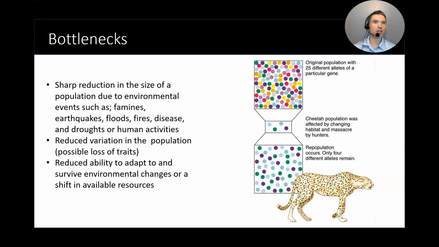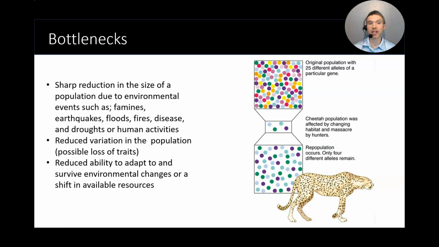So originally in the population of the cheetahs, for example, at one particular gene, there were 25 different alleles, so 25 different traits for that one particular gene. Now think of this as eye color. We have green eyes and blue eyes and brown eyes. So let's say that this is a particular trait in the cheetah population.